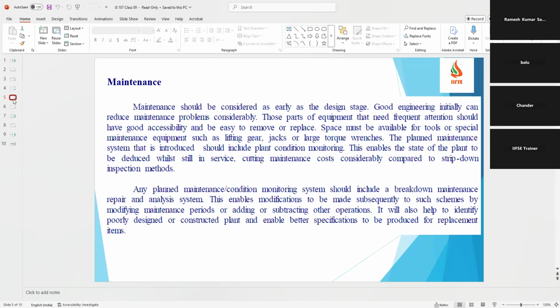Okay, so maintenance. What do we do in maintenance? Why is maintenance required? What is the purpose of maintenance? Anybody? Why do we do maintenance? What is the purpose? Is a maintenance team required in the organization? Okay. Any other answer?